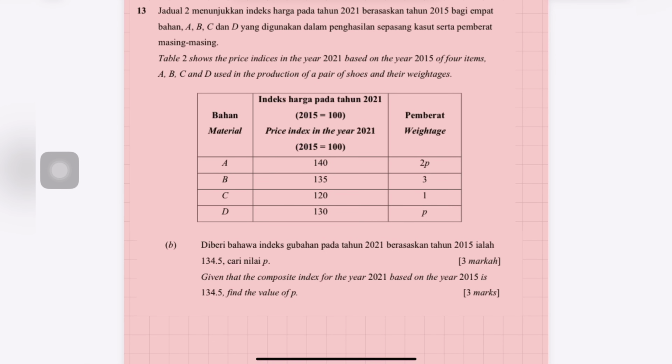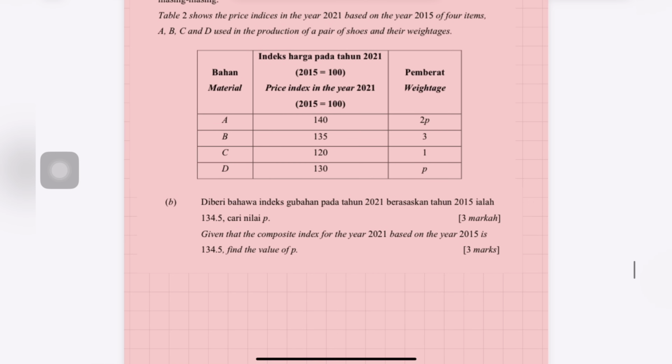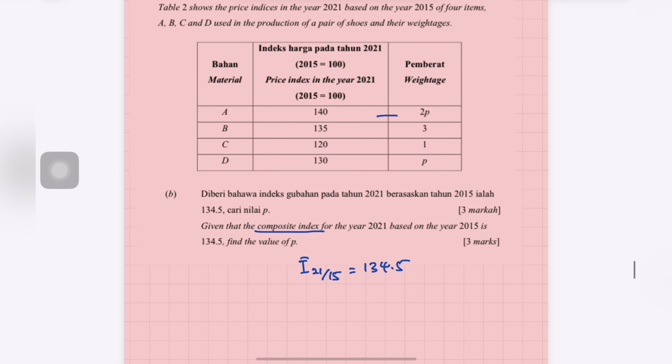B, given that the composite index for the year 2021 based on the year 2015 is 134.5. Find the value of P. Okay, so then given composite index is I bar. So I bar 21 base 15 equals 134.5. Okay, so we have formula I bar is summation of IW over summation of W. So each of this we have to multiply.